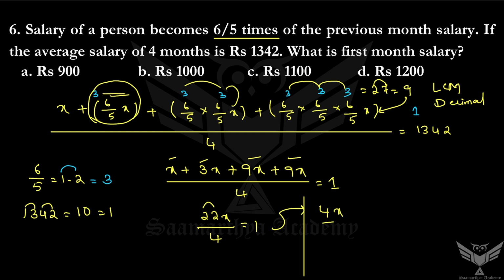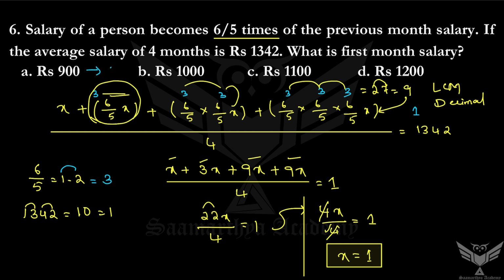So 4x divided by 4 is equal to 1. Clearly x is equal to 1. But no such options are there. Why? Because you have made a single digit. So make single digits out of the options also.